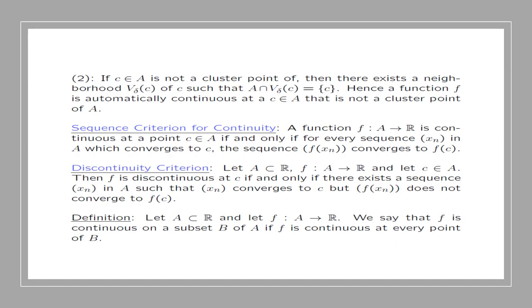The second remark is the following. If C in A is not a cluster point of A, then there exists a neighborhood V delta C of C such that the intersection of A and this neighborhood contains only one point C. Hence, a function is automatically continuous at a point C in A, which is not a cluster point of A. Let me illustrate this by means of this picture here. Supposing this is your set A.